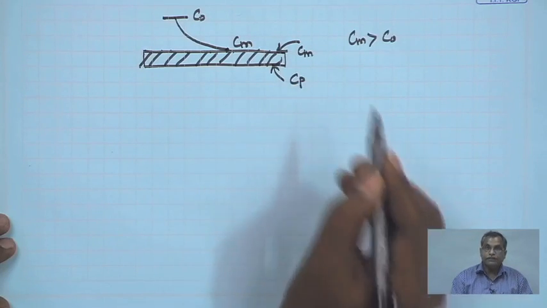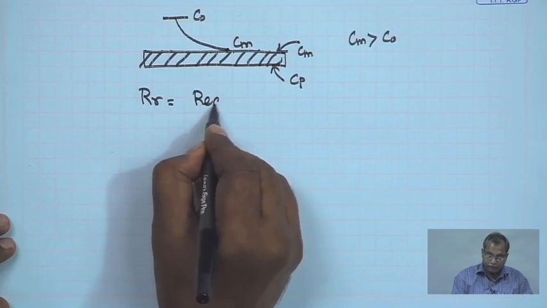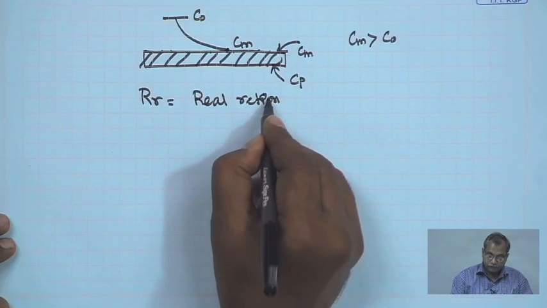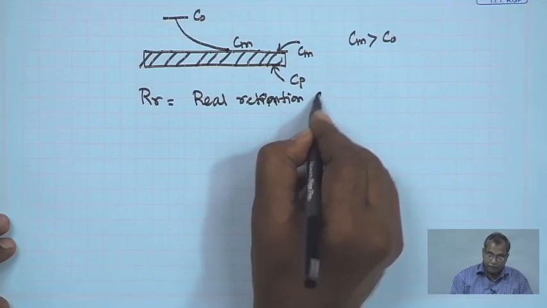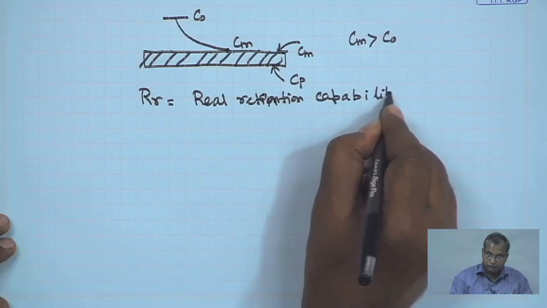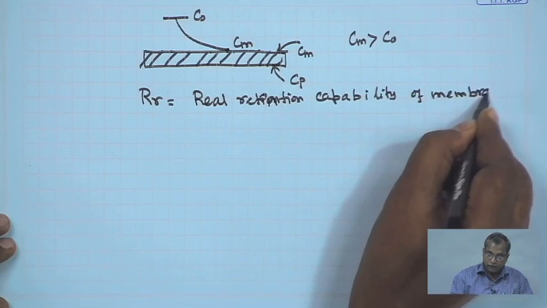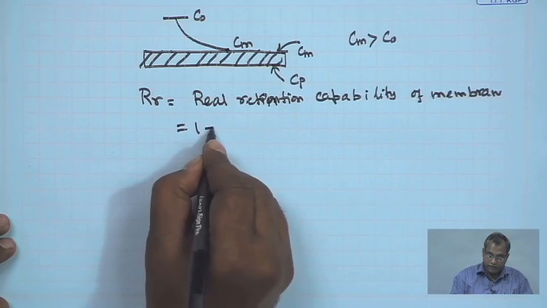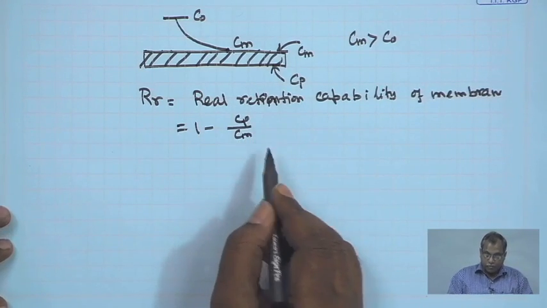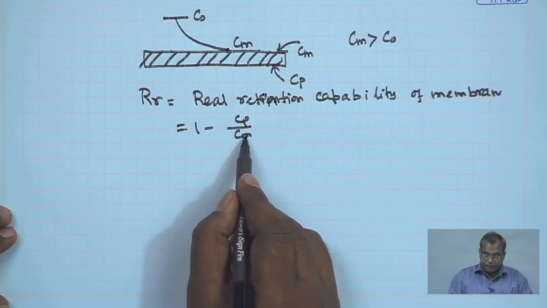What is the concentration of solute in the downstream or the permeate side? It is Cp. So, therefore, real retention or the real capability of the membrane is 1 minus Cp divided by Cm. But what is the difficulty in measuring it?